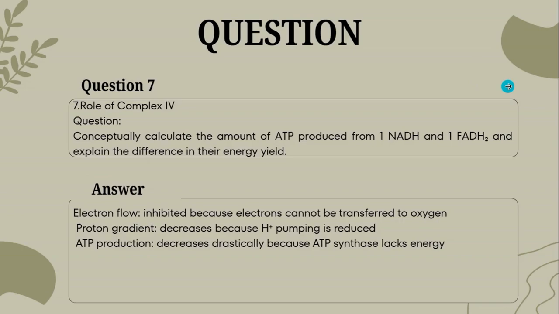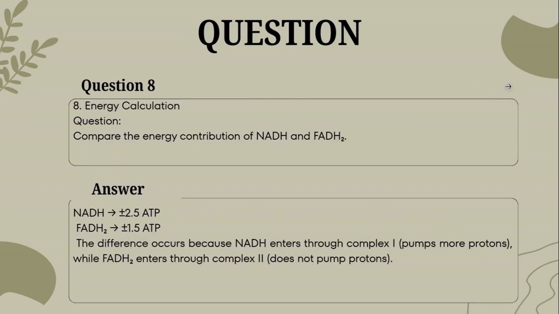Next question about energy calculation. Compare the energy contribution of NADH and FADH2. NADH is 2.5 ATP and FADH2 is 1.5 ATP. The difference occurs because NADH enters through complex 1 and pumps more protons, while FADH2 enters through complex 2 and does not pump protons.